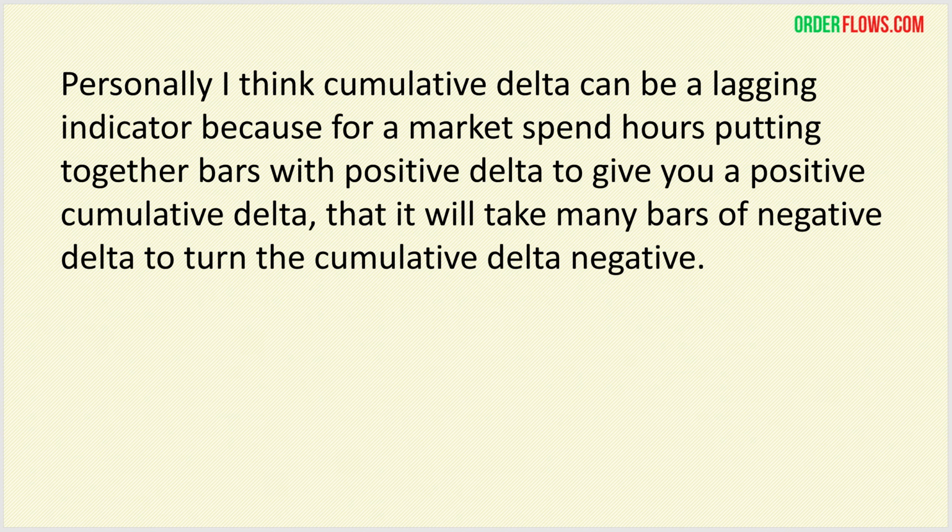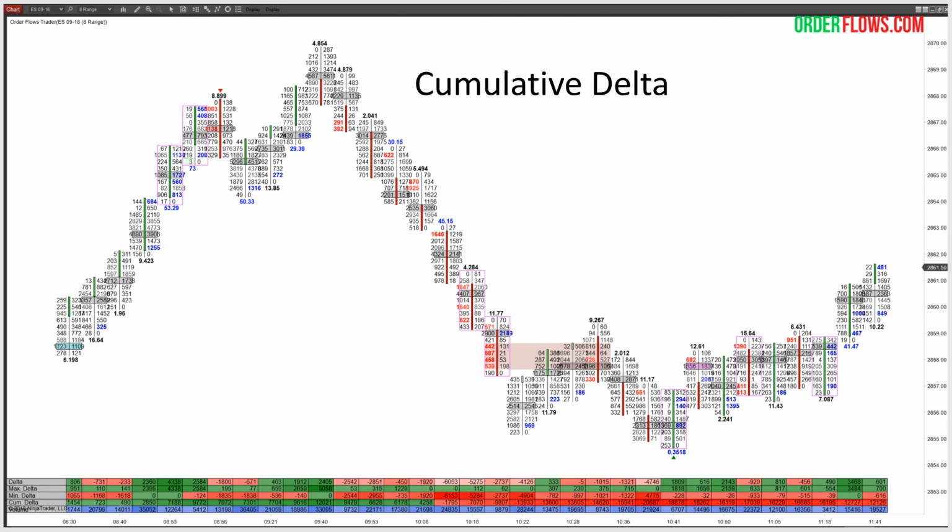Because imagine if a market spends hours, or the entire evening session, putting together bar after bar of positive delta. It's going to give you a positive cumulative delta, and it's going to take a lot of bars to turn the cumulative delta negative. It's not something that can change really quick. For example, in this case you see it's positive, positive, positive, then it turns negative.